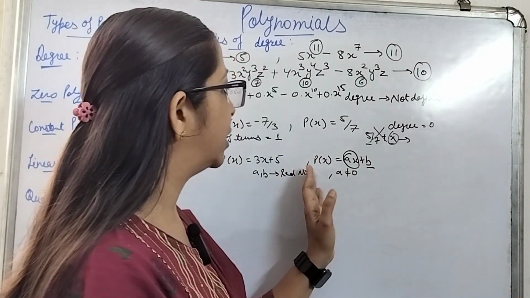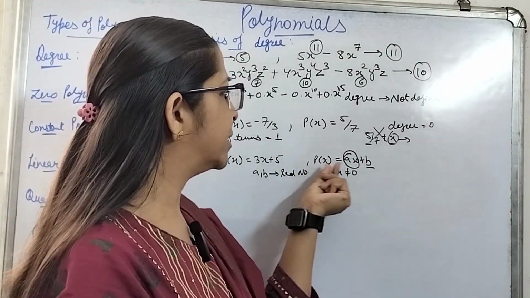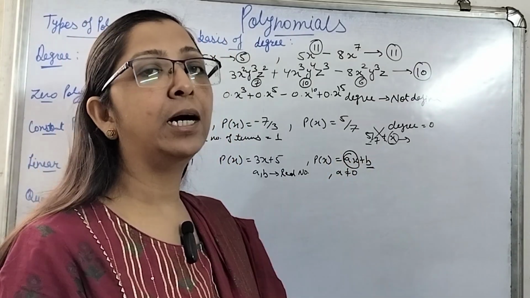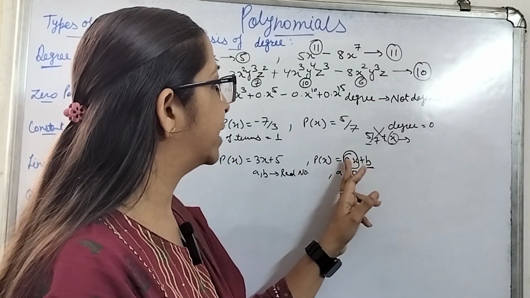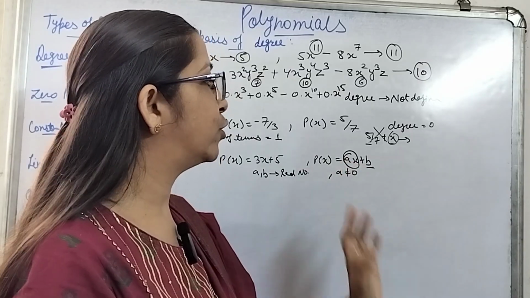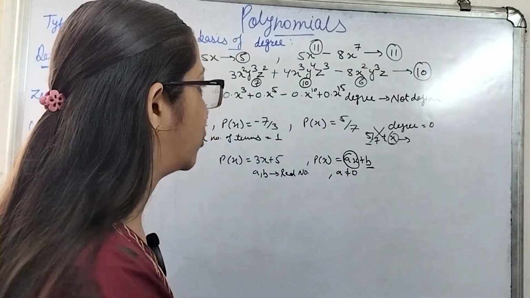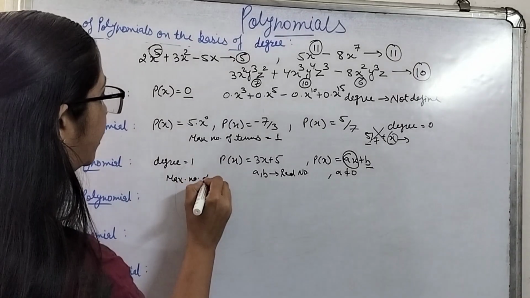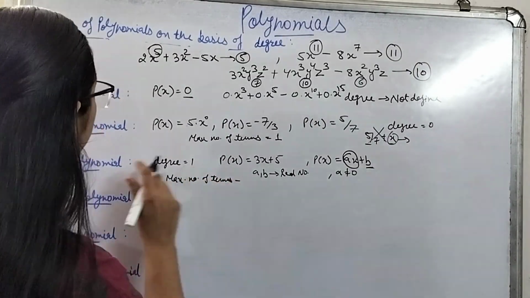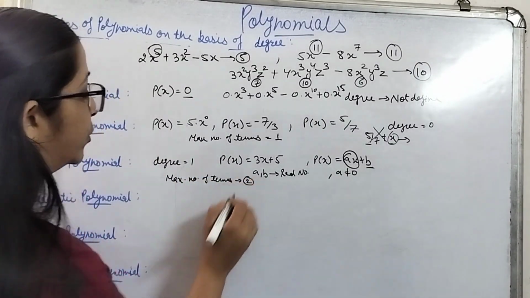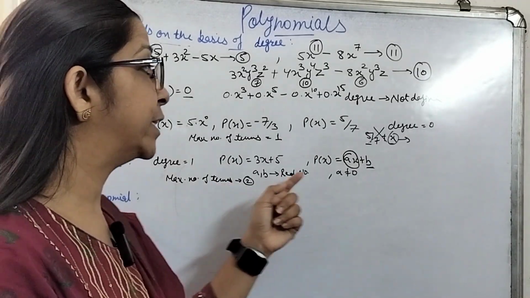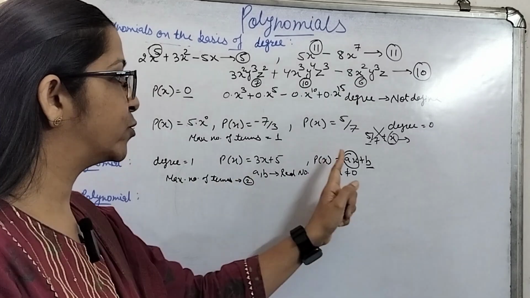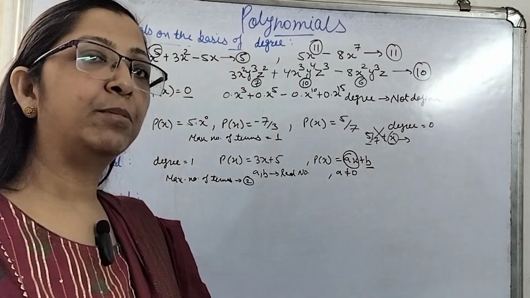So the condition for a linear polynomial is that the standard form of the linear polynomial will be ax plus b, where a and b are any real numbers and a cannot be 0. That means the coefficient of x cannot be 0. And the maximum number of terms in a linear polynomial will be 2. It is the maximum number of terms, but it could be 1 also, but it cannot be 3. Maximum number of terms will be 2 only. It can be 1 also.